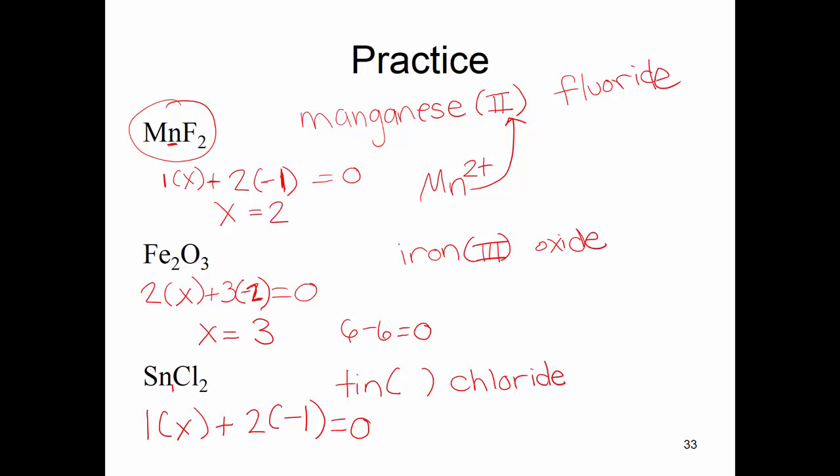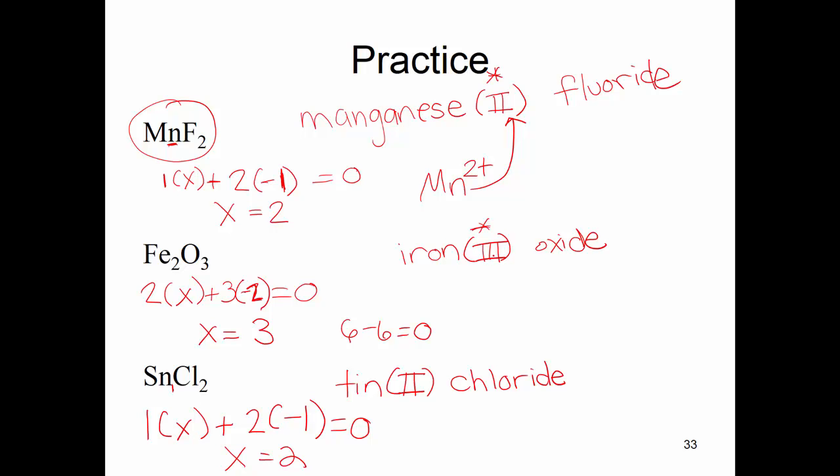So all I'm doing here is calculating the ionic charge that goes in the Roman numeral, the parentheses. So X has to be 2, because 1 times 2 is 2, minus 2 equals 0. So this would be tin(II) chloride.